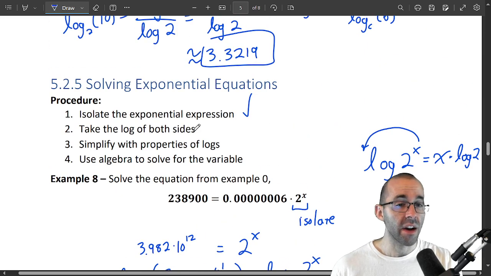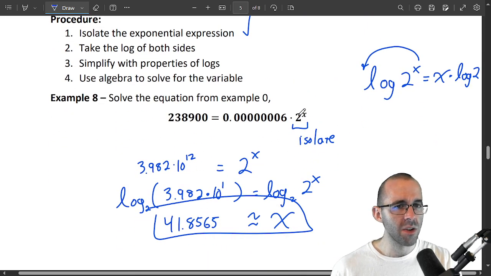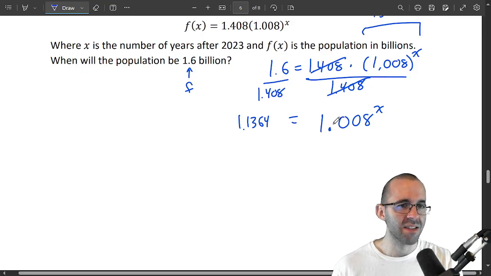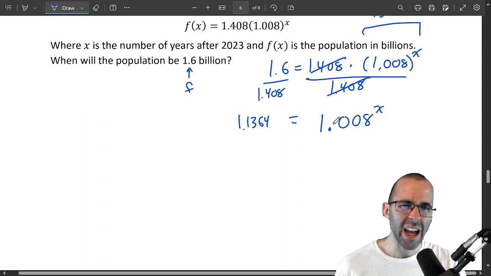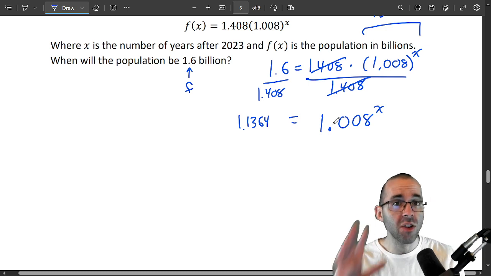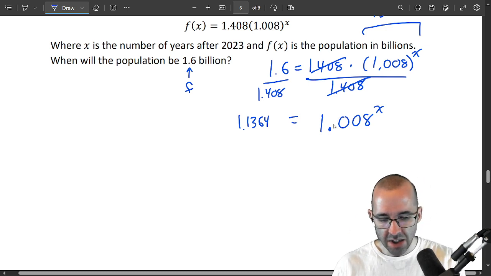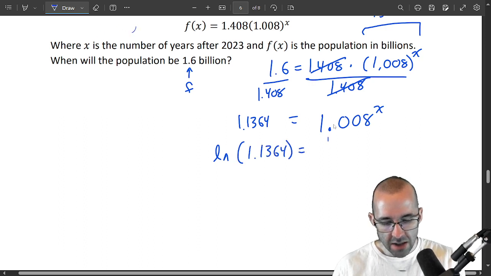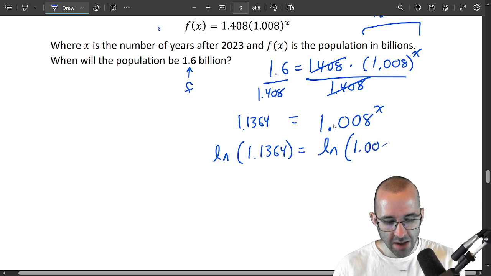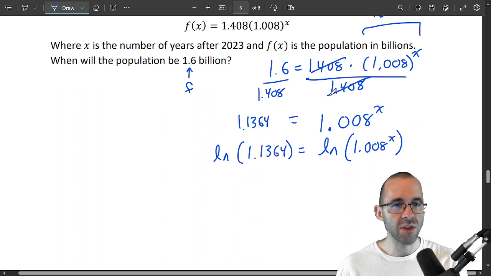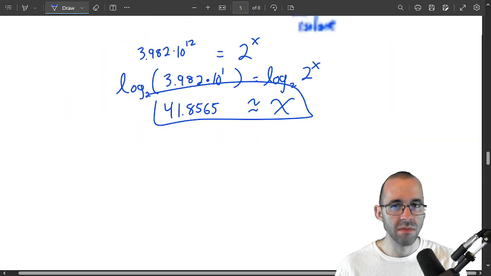Next, we take the log of both sides. In the last one, I chose log base 2 because our base was 2. We're not going to take log base 1.008. We actually could, but nobody ever does that. So we could take the common log, the natural log. We could take log base 5. You could take any log you want. Any log. Let's ln both sides. The natural log of 1.1364 equal to the natural log of 1.008 to the x. Great. We've natural logged both sides. That was step 2. Check.